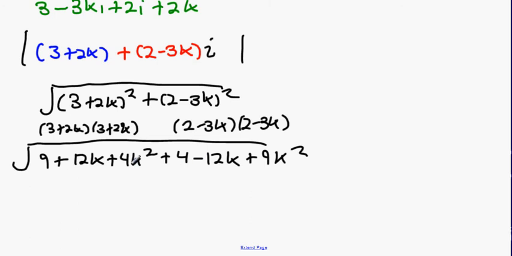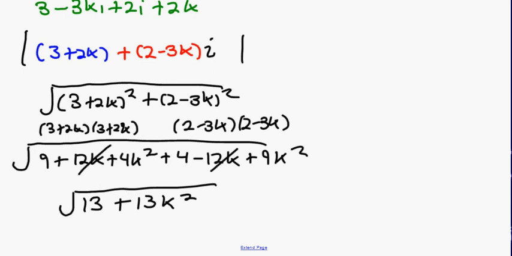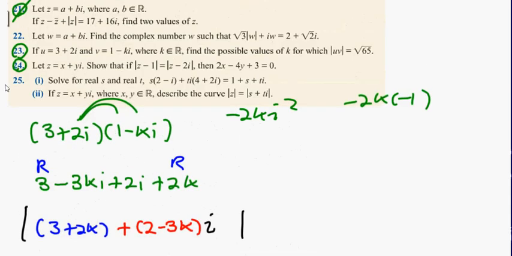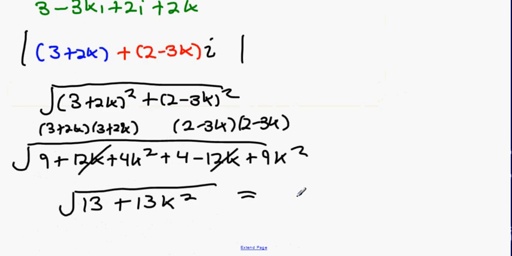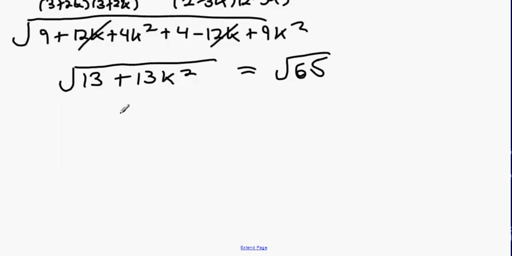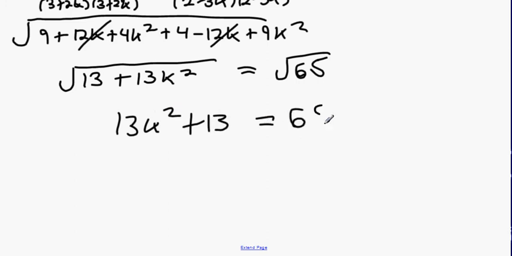And then the 12k's will cancel. And 9 plus 4 is 13, and we're going to get 13 plus 13k squared. Now 13 plus 13k squared ends up being equal to root 65, because it says the modulus is root 65. Get rid of the modulus signs and then we're going to get 13k squared plus 13 equals 65.